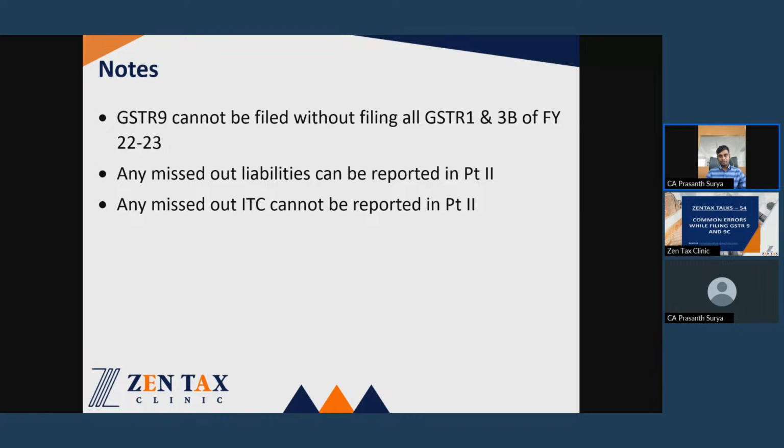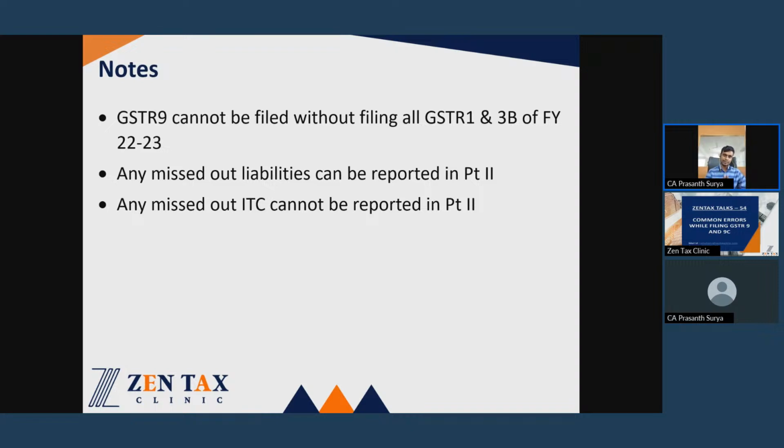But similarly, if you ask me about unavailed ITC: the ITC in my books was around 2 crores, and I have only availed ITC of around 1.75 crores. Can I avail the remaining ITC of 0.25 crores? The answer is a straight no.